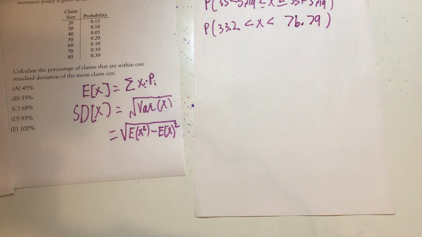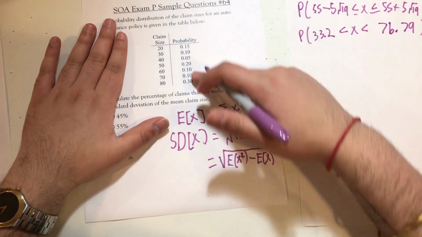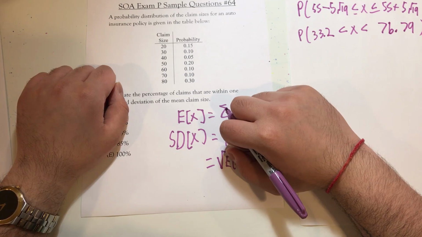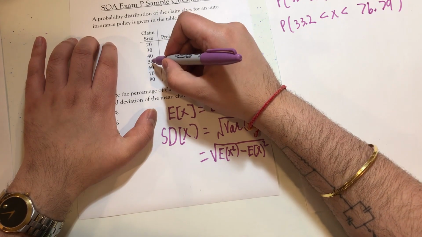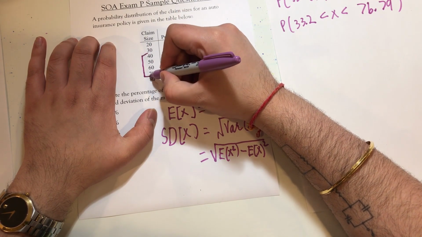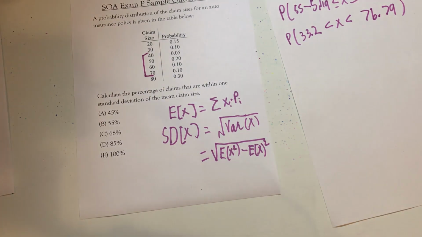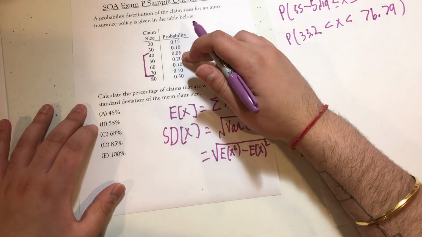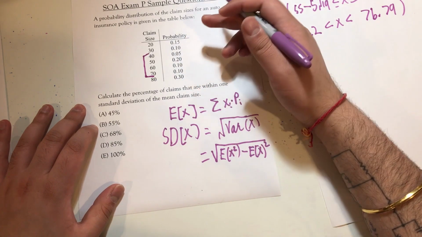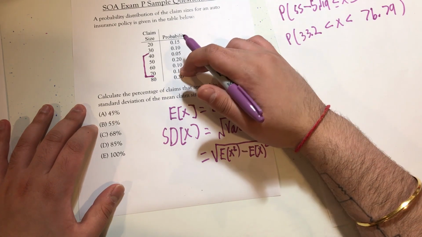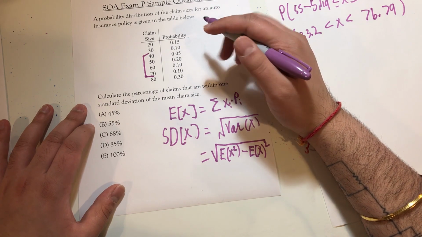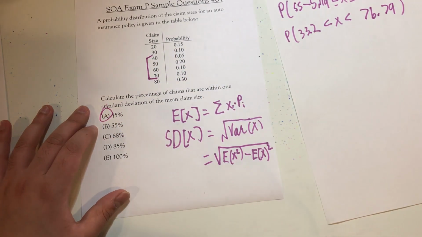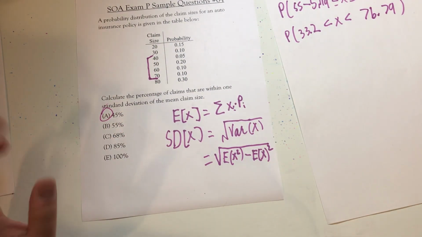Now, if you get a chart like this, you're super lucky, because the probabilities are given down here for a discrete distribution. So which values fall into this range? 40, 50, 60, and 70. And all we've got to do is add those probabilities up, right? 0.05 plus 0.2 is 0.25, plus 0.1 is 0.35, plus 0.1 is 0.45. And that gets us answer choice A. All right, simple as that.